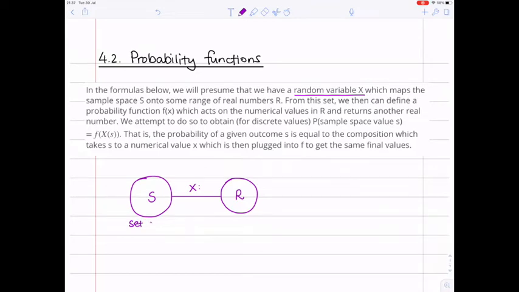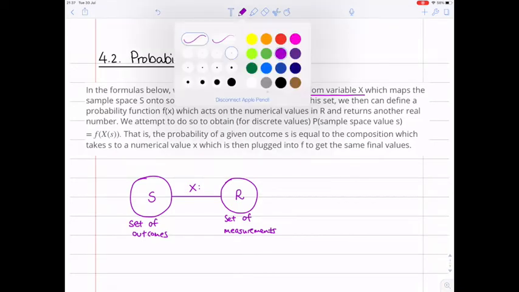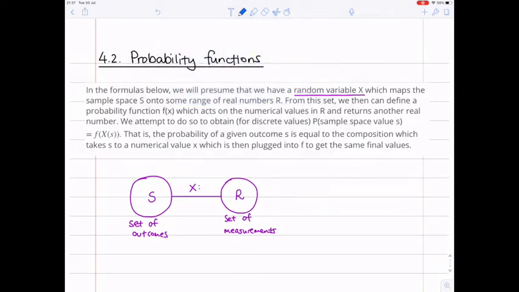So we've got our set of outcomes, and each outcome gets mapped to something in our set of measurements. Now, our outcomes can be anything. It doesn't have to be a number. It could be a number, it could be a color, it could be a dice roll. So those are our outcomes. But our set of measurements is almost always the real numbers.